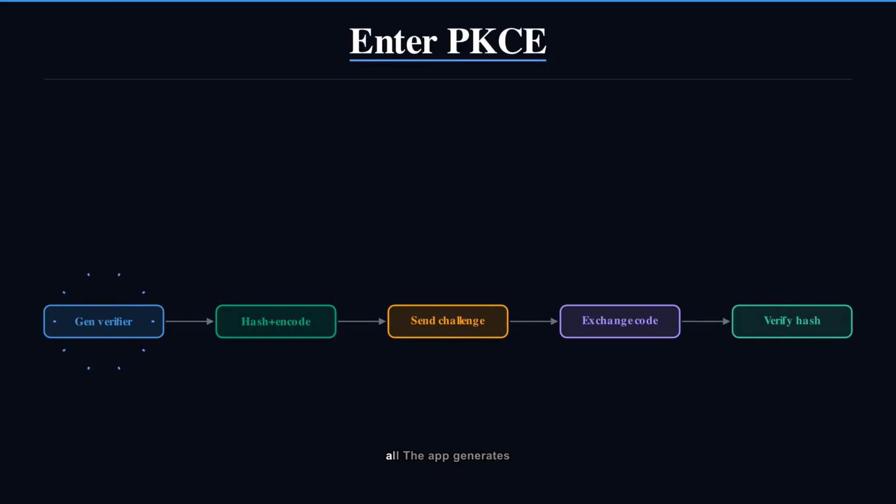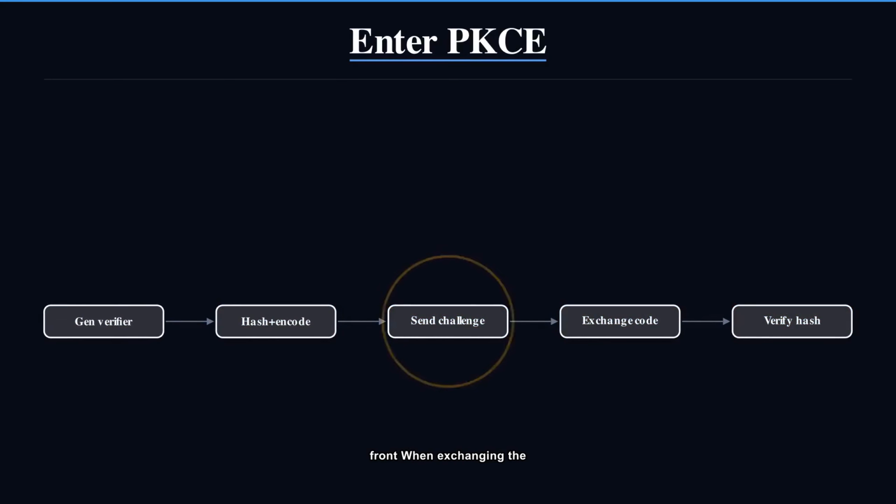PKCE, pronounced Pixie, fixes this without a secret at all. The app generates a random code verifier, hashes it into a code challenge, and sends only the hash up front. When exchanging the code later, it reveals the original verifier.